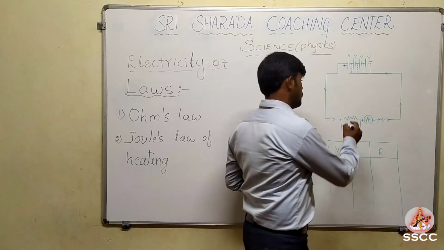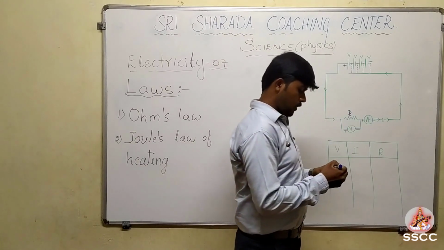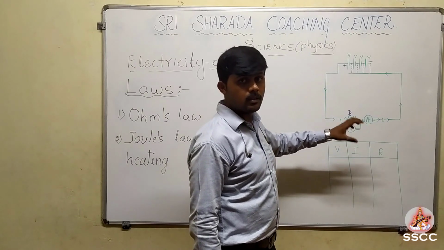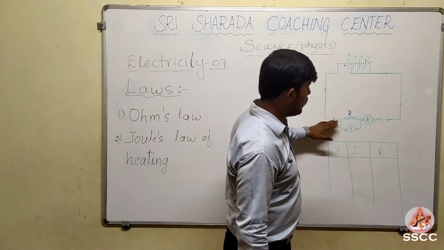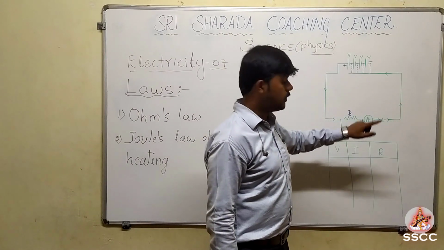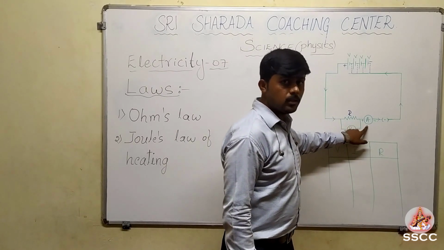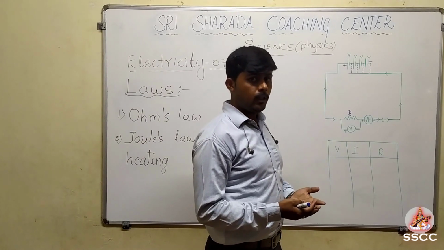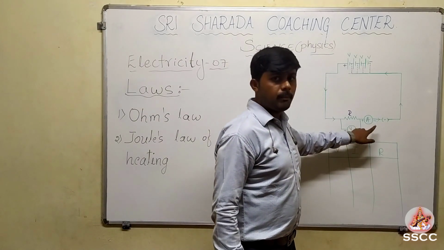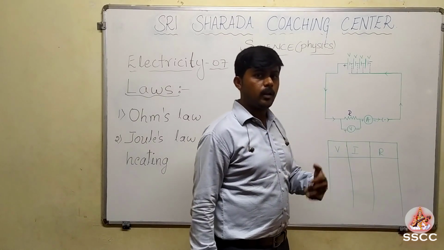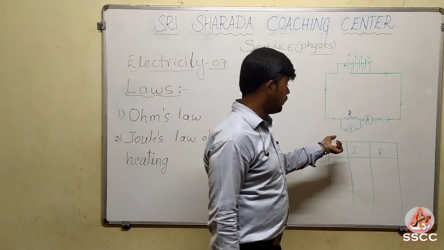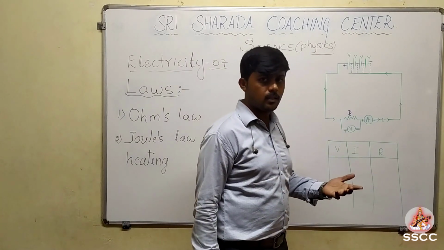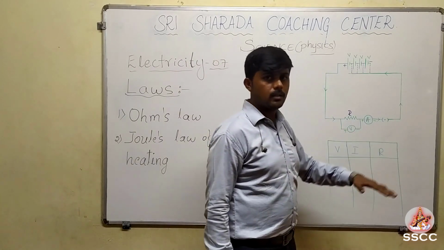This is the resistance R. And the ammeter has less resistance. That's why it can easily allow the electric current to pass through it. That's why we connect the ammeter in series and the voltmeter in parallel. They can ask this type of question also: why in a circuit do you connect the ammeter in series and the voltmeter in parallel? There is a reason. Voltmeter has high resistance and ammeter has less resistance.